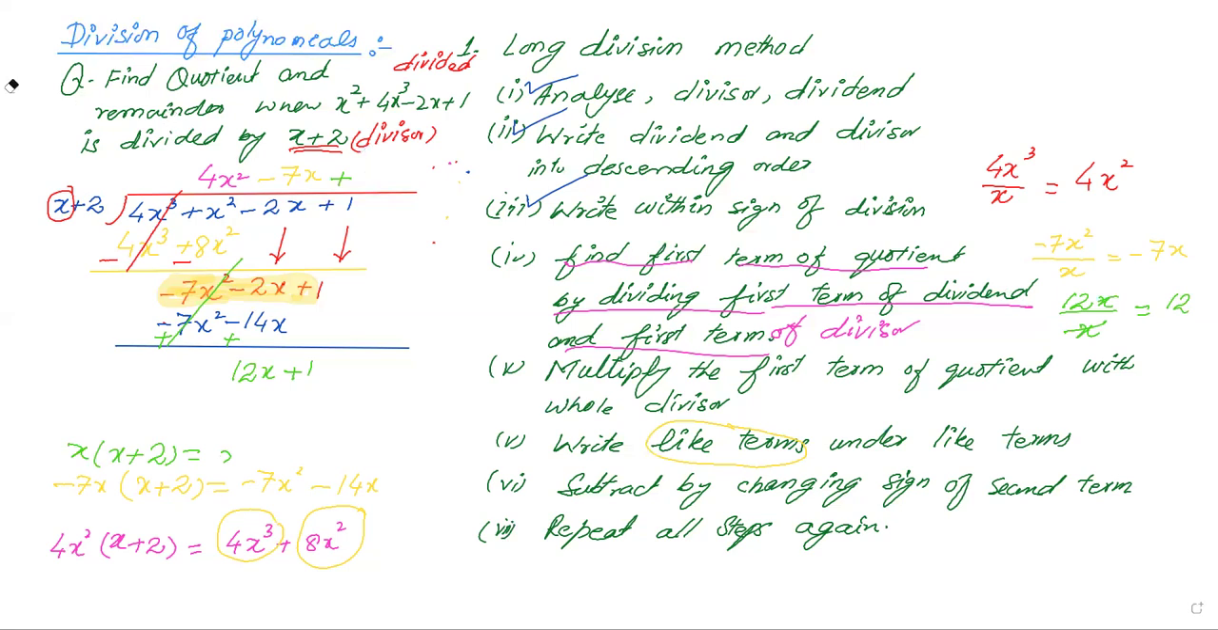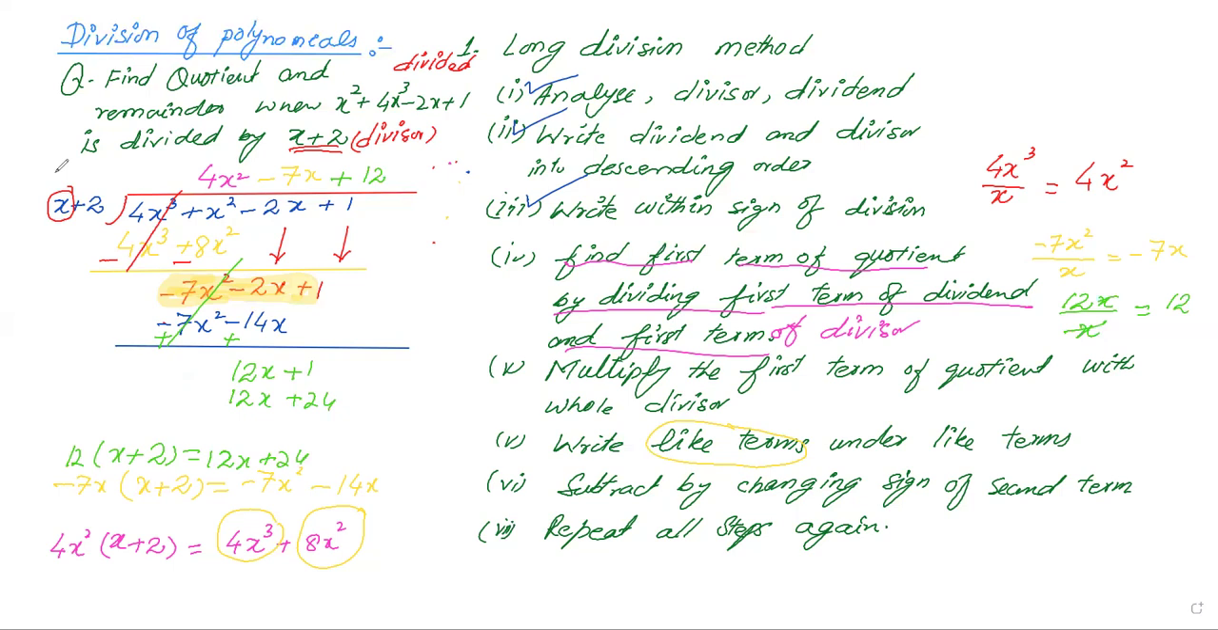I'm writing over here. So the next term is 12. 12 multiplied by x, I will get 12x. And 12 multiplied by 2 means 24. Under the like terms, 12x plus 24.